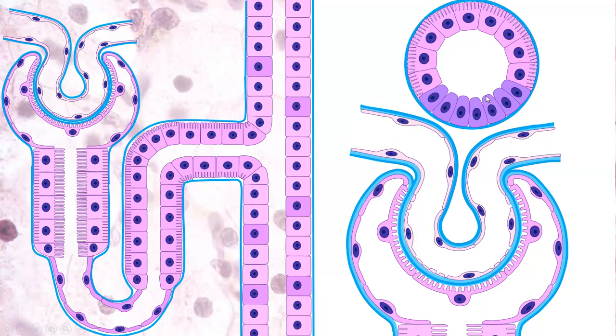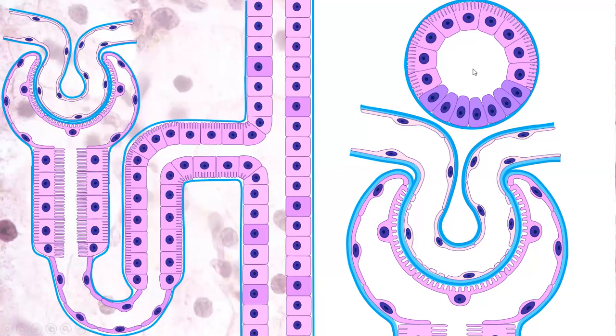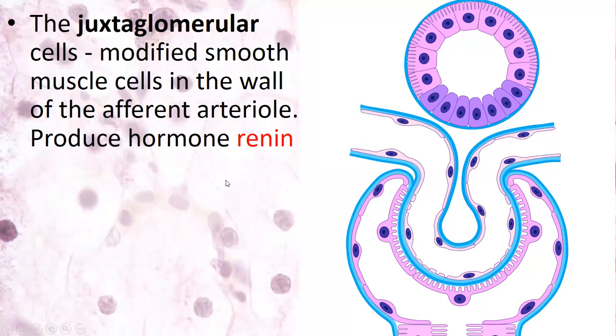They are dark and columnar, and they monitor the osmolarity of the fluid in the tubule lumen. Those cells are sensory cells, and they react to the concentration of ions in the secondary urine. And some of these cells are sensory when urine goes here. And also we have juxtaglomerular cells.